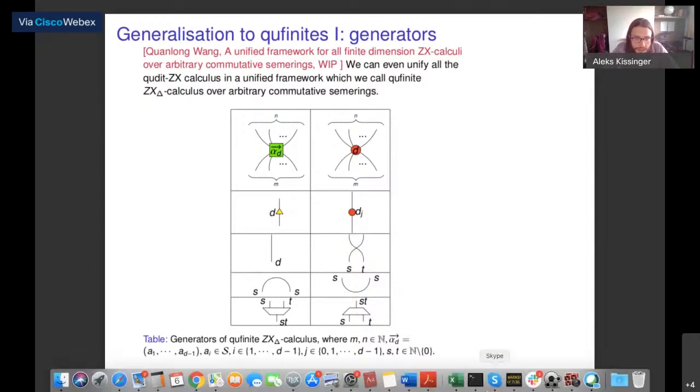Ross asks, regarding the Q-finite version, did you look yet at doing things from the tensor network world in Q-finite ZX? I'm thinking about MERA and DMRG, etc. So these kinds of tensor network things. Not yet.